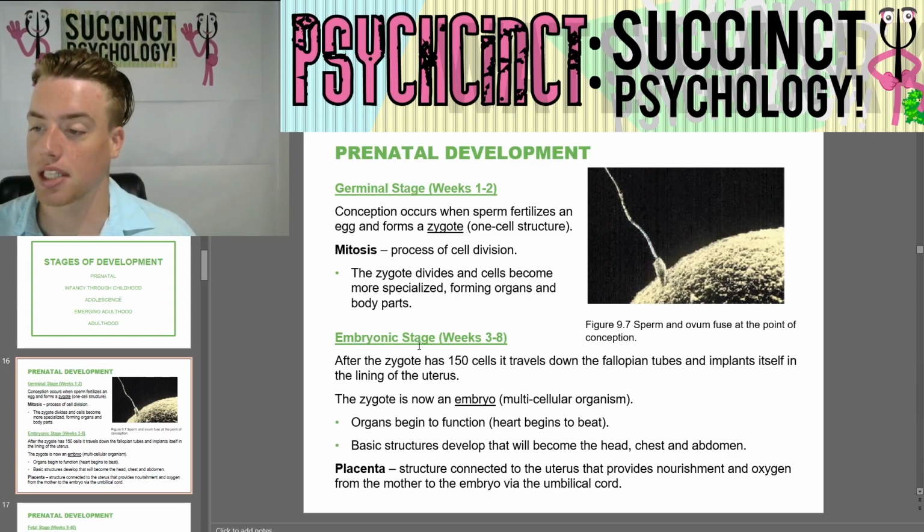Now, the embryonic stage is weeks 3 through 8. After the zygote has 150 cells, it travels down the fallopian tubes and implants itself in the lining of the uterus.